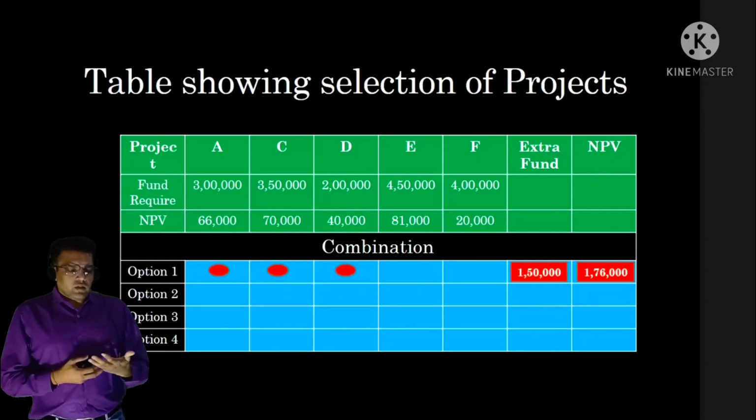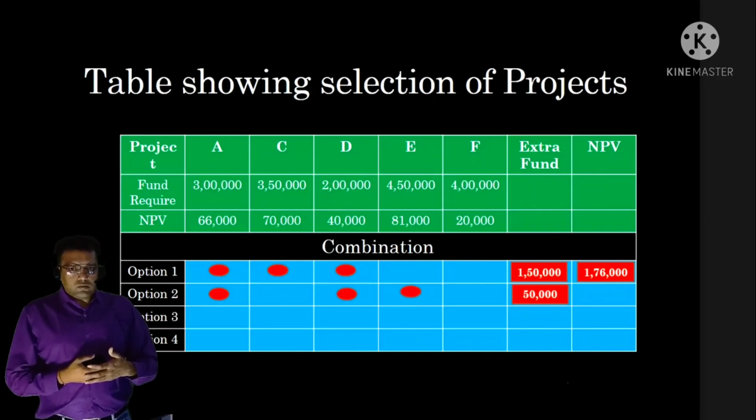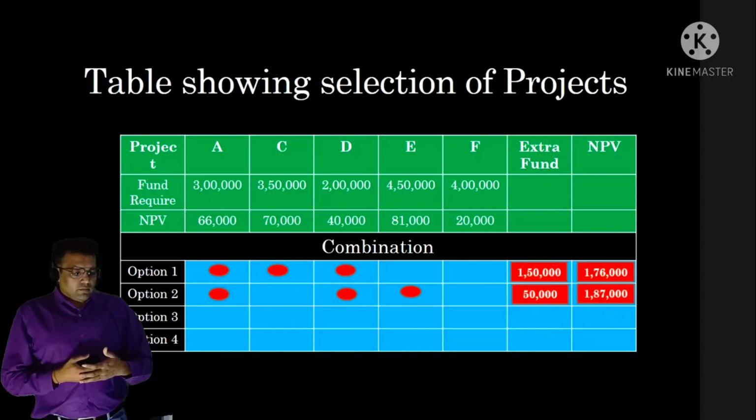Now this is not the only alternative. I can have a second alternative. If I select project A, out of 10, 7 lakh I am using. The remaining project I can select is project D. Out of the remaining 7 I am using 2, so I am still left with 5 lakh rupees, and out of this 5 lakh I can select either E or F. If I select E, the extra fund I am left with is 50,000, and my total NPV of selected projects will be 1,87,000. So compared to option 1, option 2 is giving me a higher net present value.